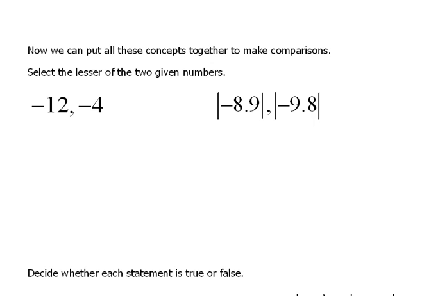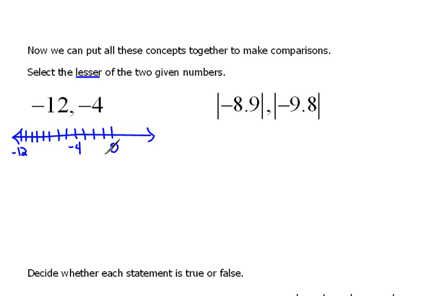So this says select the lesser of the two given numbers. Out of negative 12 and negative 4, which one is the lesser or the smaller of those two numbers? Well, especially here at first, if you need to, you can always think about this according to the number line. Since these are both negative, they'd be on the left side of 0. As we move left, we'd go 1, 2, 3, negative 4 would be there. Then 5, 6, 7, 8, 9, 10, 11, 12 would be here.